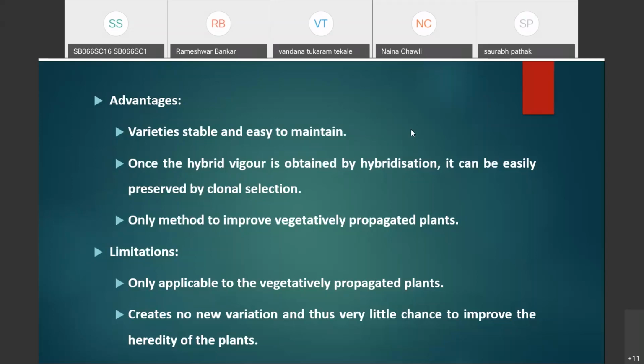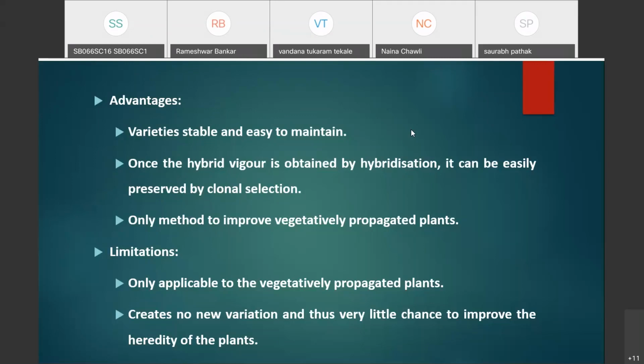Okay, though there are certain advantages of this method, there are also certain limitations to using this method. Because this method is only applicable to vegetatively propagated plants. You cannot apply or practice this method for self-pollinated or cross-pollinated crops. This method is only applicable for plants which can be propagated by using vegetative plant parts. That's why this method is only applicable to vegetatively propagated plants.